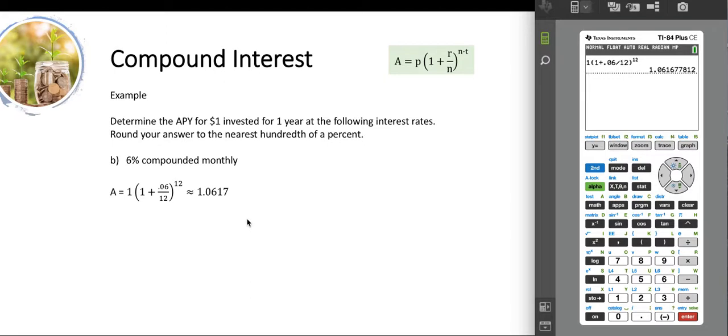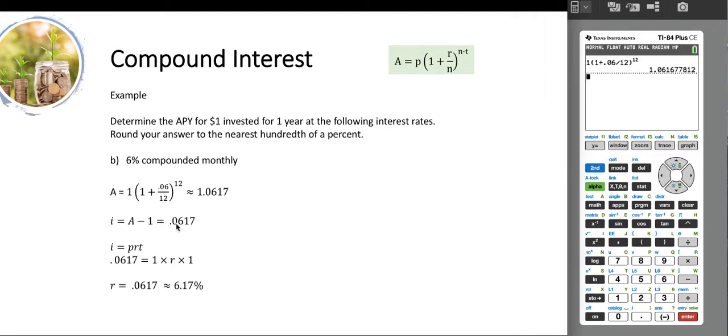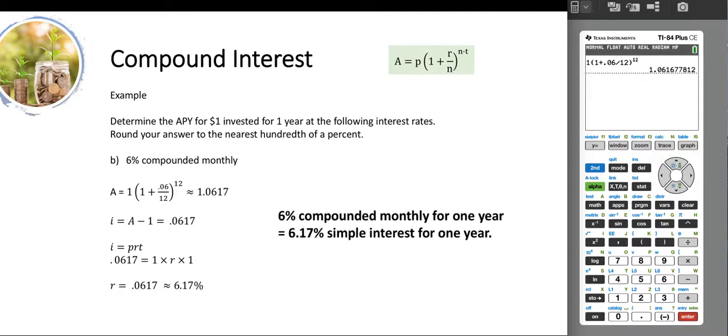So now what we do is we notice that the amount of interest we earned was 0.0617. Putting that back into the simple interest formula, we learned that R is equal to 0.0617, and written as a percent, rounded to the nearest hundredth of a percent, we have 6.17%. So what that means is that 6% compounded monthly for 1 year is the same as 6.17% simple interest for 1 year. Okay, that was effective annual yield.